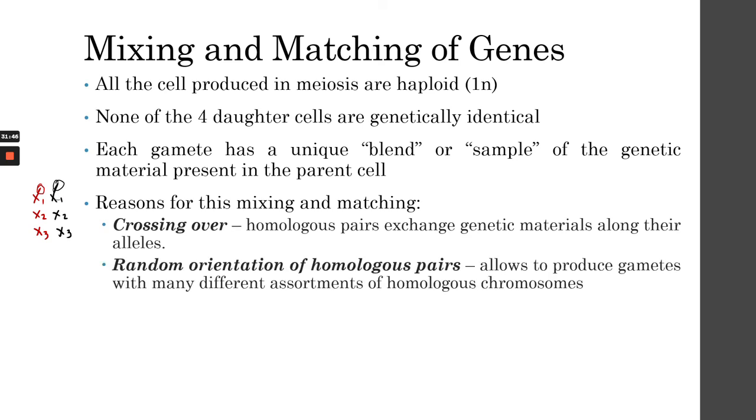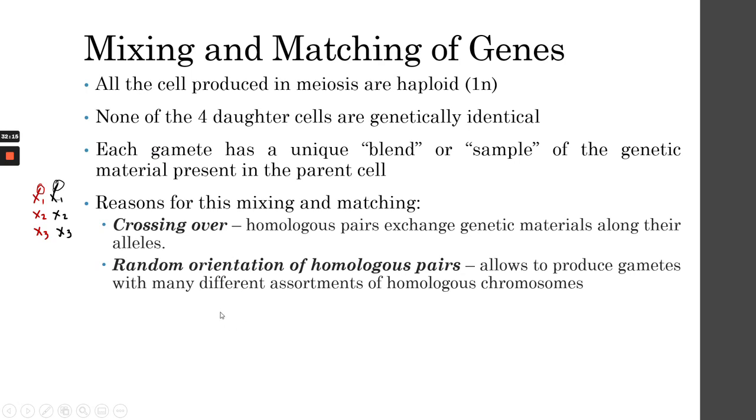Another thing is because of the random orientation of the homologous pair. As I explained earlier, some of the chromosomes from the mother go on the left side, and some of the chromosomes from the mother go on the right side. The same thing for the father. In the end, when they are separated, you have a random number of chromosomes from your father and mother on one cell, and a random number of chromosomes from both mother and father on the other cell.